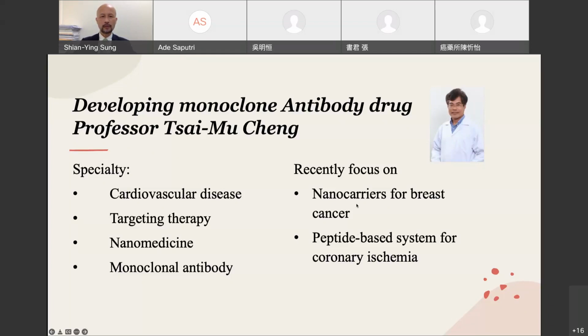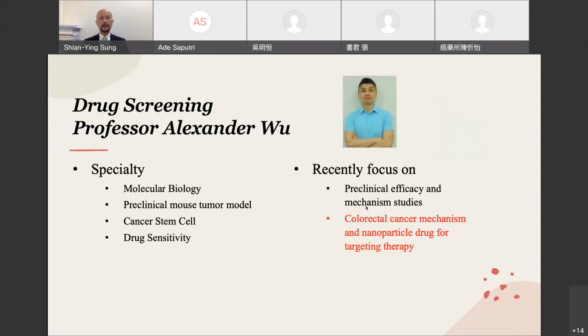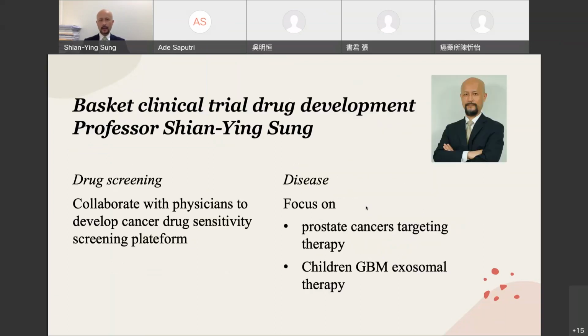His recent focus includes nanocarriers for breast cancer and colorectal ischemia, coronary ischemia studies. These are all his focus areas, but not to mention that when any other professor comes to his door asking for monoclonal antibody development, he will be very happy to help us. Again, Professor Alex Wu is recently focused on colorectal cancer mechanisms and nanoparticle drug development for targeting therapies.